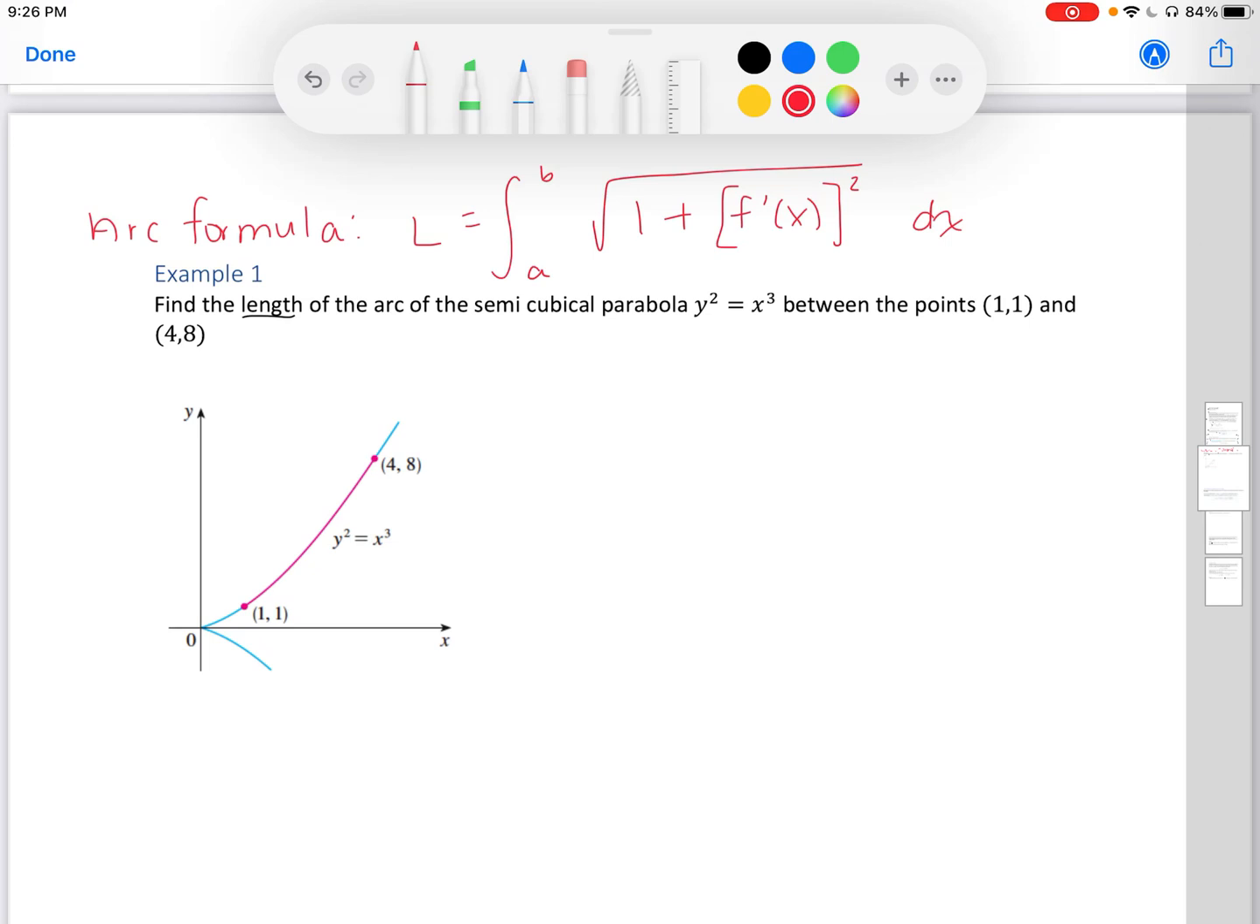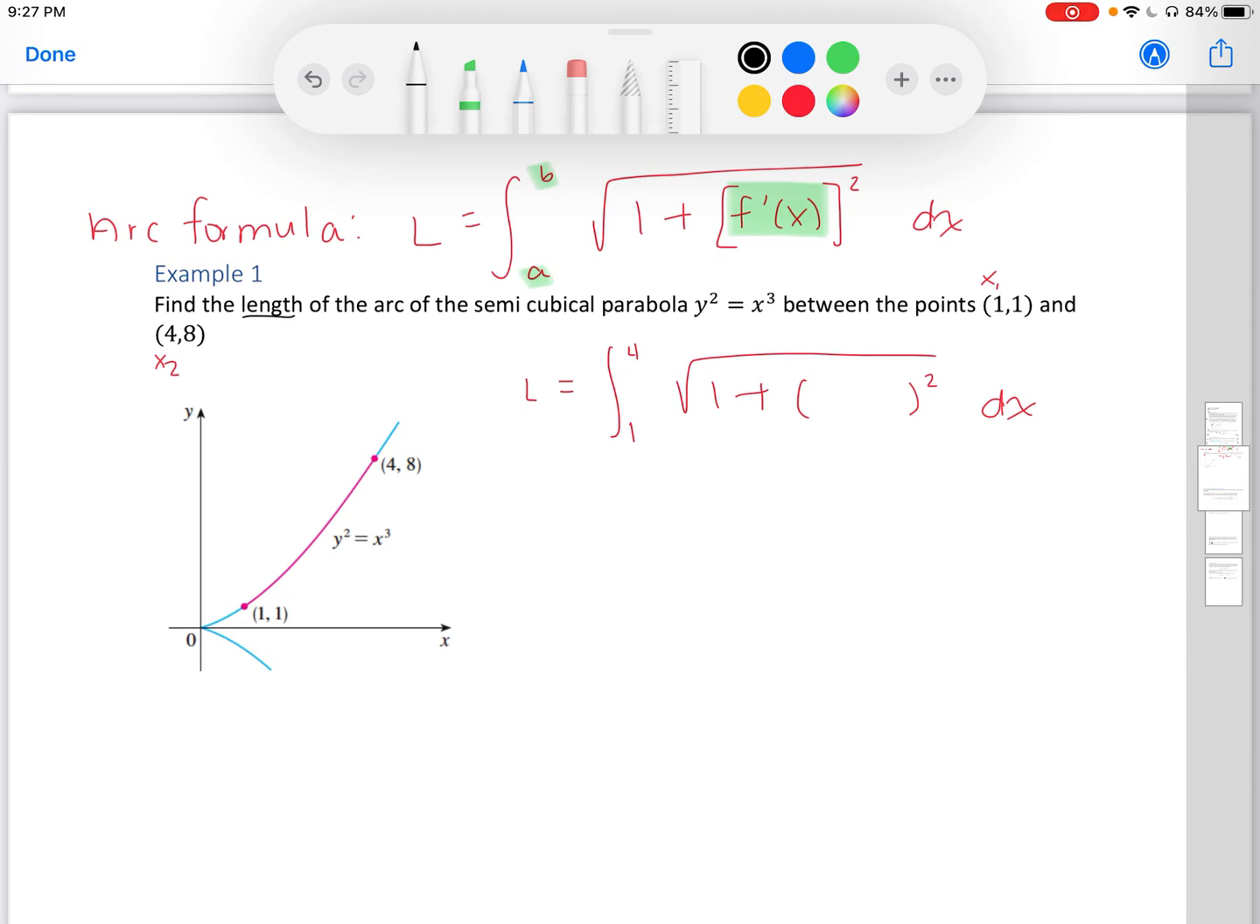Okay, so we need two pieces of information for our equation. Really three. We need our limits, our highest above, and then our lowest. And then we need our derivative. Since we're working with dx, I need to look at my x's, x1, x2. So we have our equation, L equals the integral from 1 to 4 of the square root of 1 plus, okay, I need my derivative squared. Let's go ahead and find our derivative.